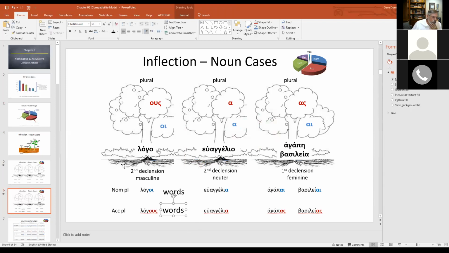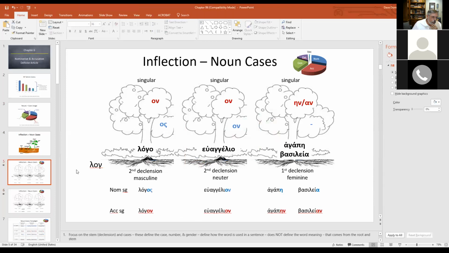But what I tried to show you is that there's a root to every word. That's important. And then every word forms a stem. And so in this case, there's a stem that ends in an omicron. This omicron is part of a pattern called second declension. And that's all that is. Don't let it throw you. It's nothing more than a pattern. So what I want to do is learn the pattern.